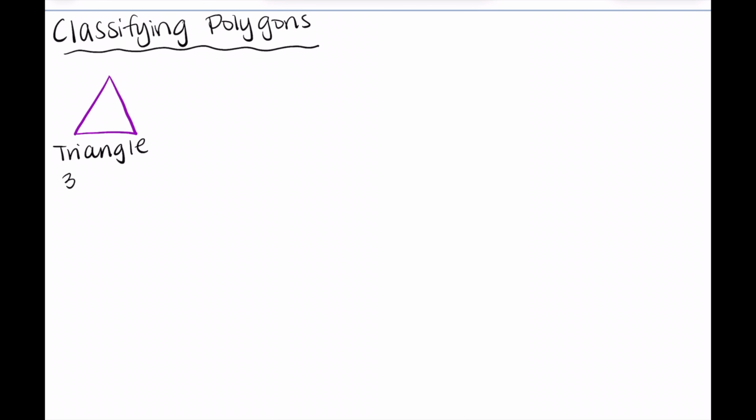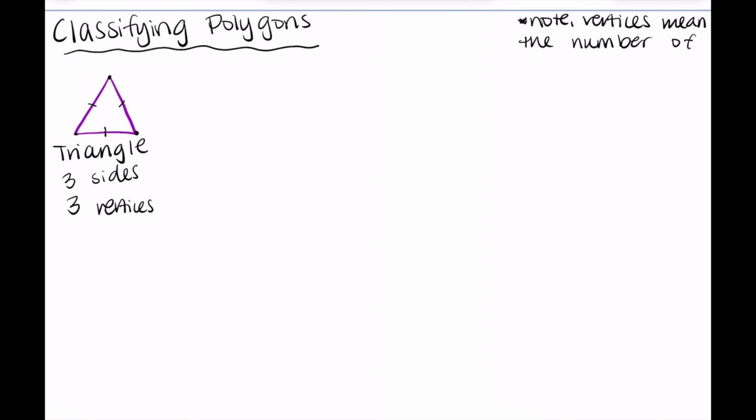So our first shape in purple, this is a triangle, right? And a triangle has 3 sides. I've labeled each side with a little tick mark. A triangle also has 3 vertices. So a vertex, I'll go ahead and write the little definition on the side here. All vertex means is a corner in a shape, right? A corner is where 2 sides meet. So we're labeling the amount of sides and the amount of corners or vertices.